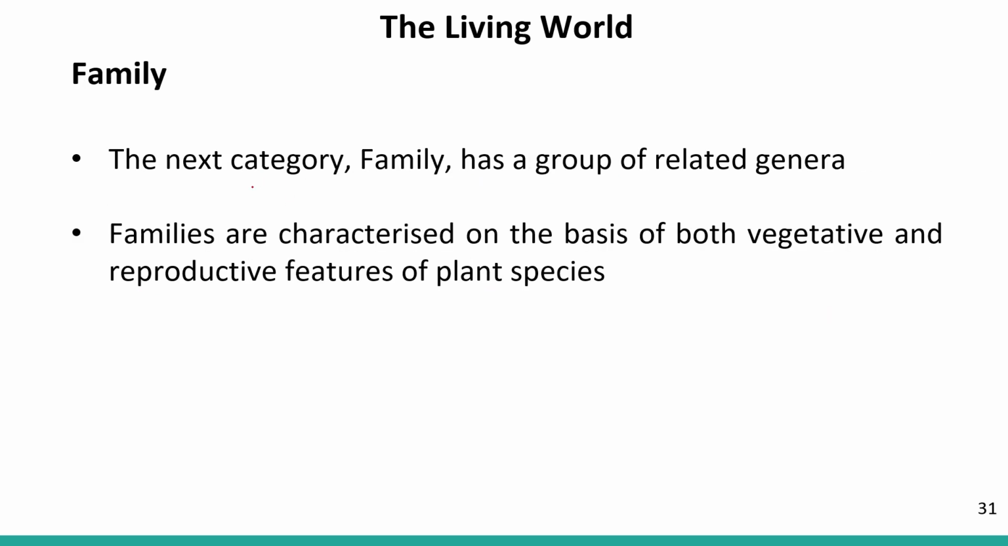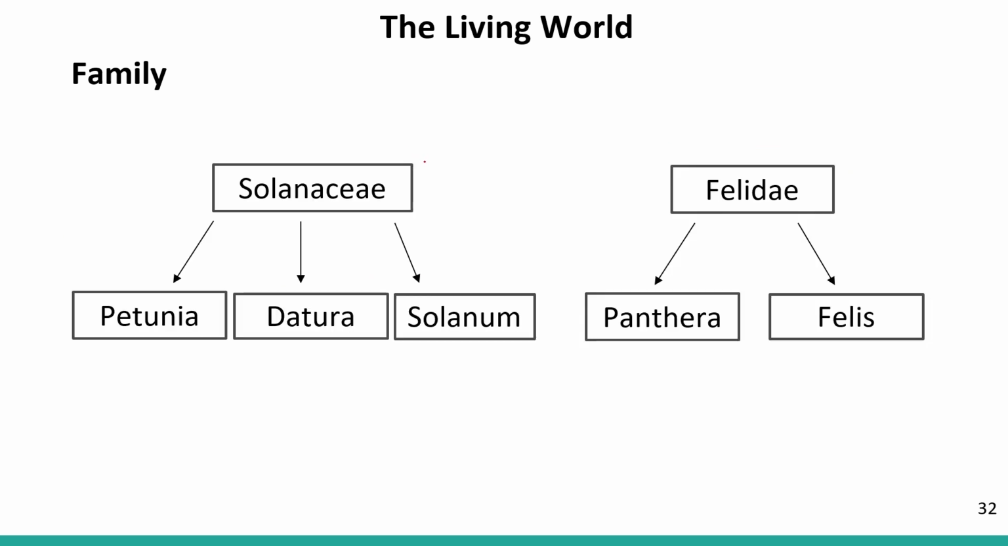Now, next category higher than genus is family. The family is a group of related genera. And you have to remember that families are characterized on the basis of vegetative and reproductive features of the plant species. Alright. So now this is the example of the family. So this is the family Solanaceae. So family consists of what? Related genera. So Petunia, Datura and Solanum. These are the genera. All three are genera. So these genera are related to each other and they belong to the family Solanaceae.